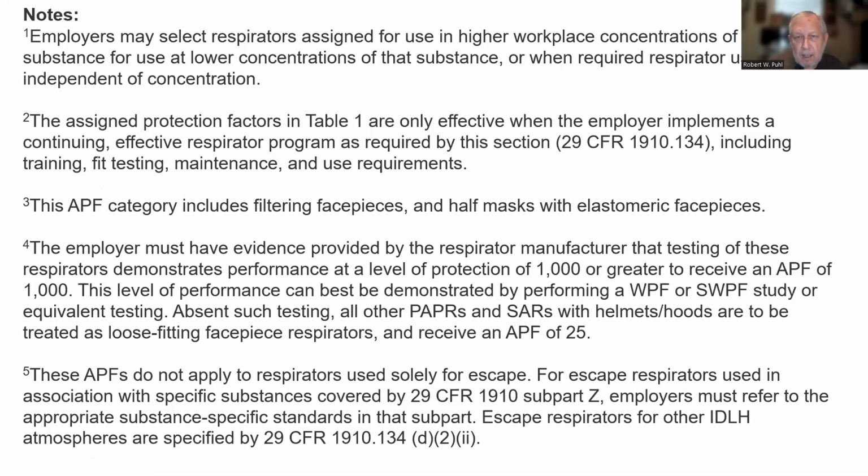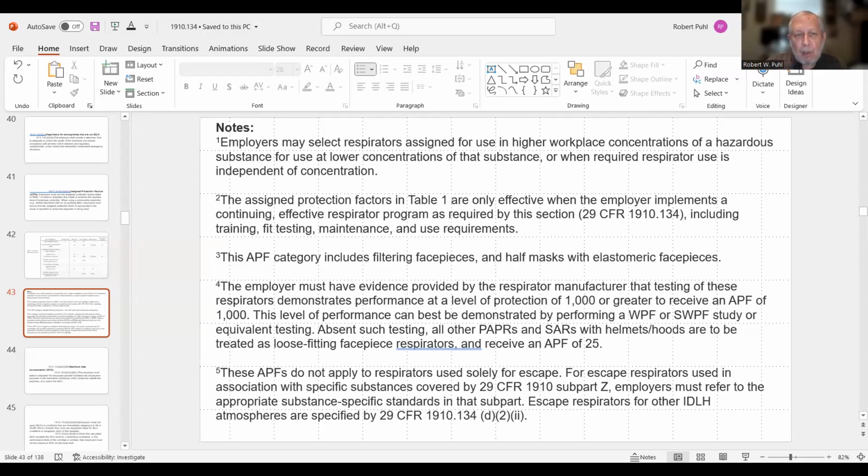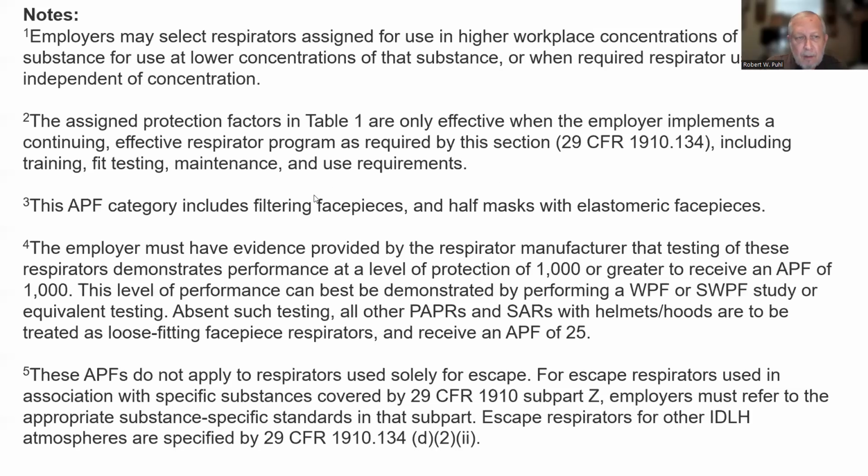Employers may select respirators assigned for use in higher workplace concentrations of a hazardous substance for use at lower concentrations of that substance, or when required respirator use is independent of concentration. So you can use a respirator device that's higher, and that makes sense. I mean, it's safer. That's pretty standard. The assigned protection factors in Table 1 are only effective when an employer implements a continuing, effective respirator program as defined by this section, including training, fit testing, maintenance, and use, of course.